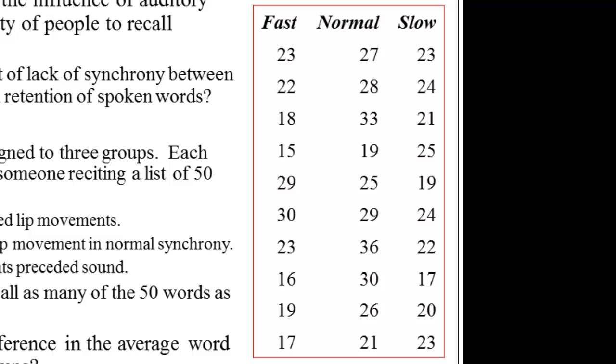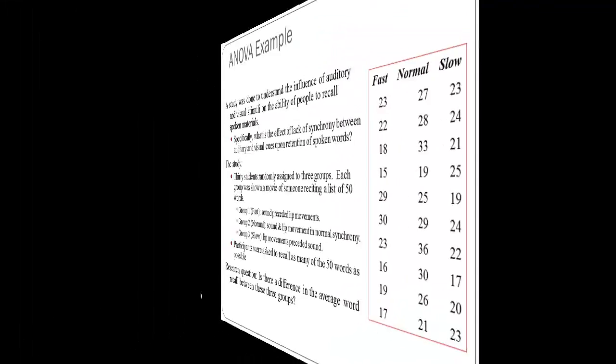In this case, the fast group will be J equals 1. If we look at J equals 2, the normal group, you can see the first student remembered 27 words, the second 28, and so forth. And then the slow group is J equals 3. First student remembered 23 of the 50 words, second student remembered 24 of the 50 words.